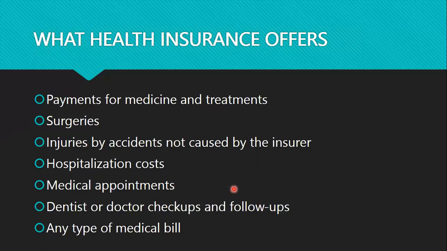Injuries by accidents not caused by the insured. That means it is an accident that is not caused by yourself, but by a third person. For example, you were in a car accident, or you were crossing the street and somebody crashes into you. Therefore, you are not the one who caused that accident, but you were the one affected by it, so you can get an insurance payment for that situation.